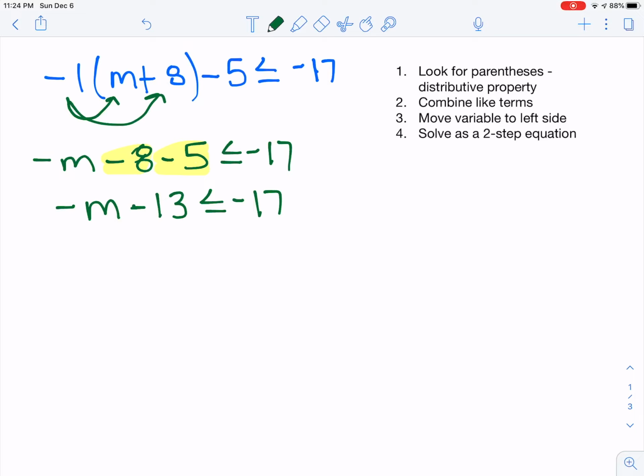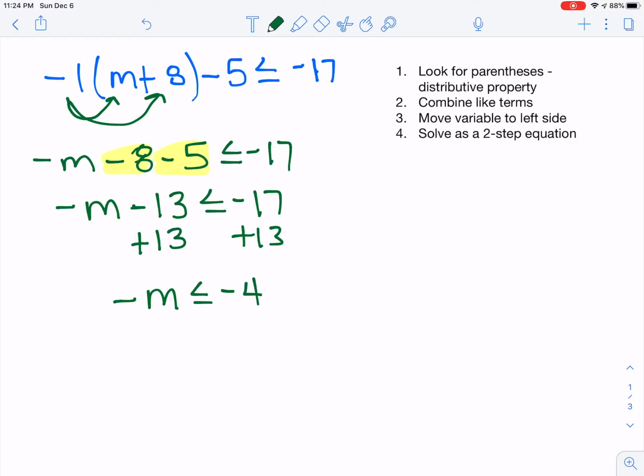Now when solving this 2-step equation, the first thing we want to do is get rid of anything being added or subtracted from that variable. Since we have a minus 13, we're going to do a plus 13 to both sides. That will cancel out and leave me with negative m is less than or equal to negative 4.